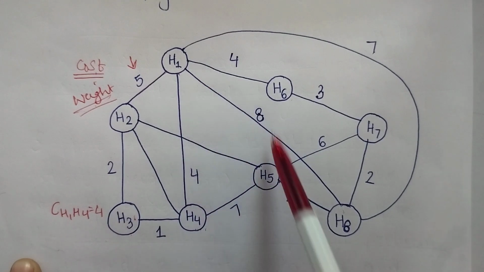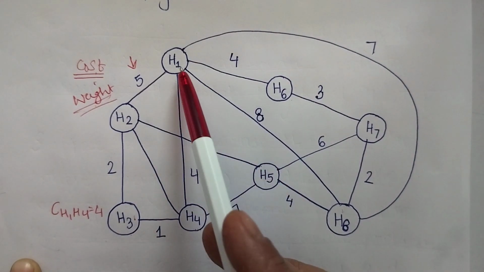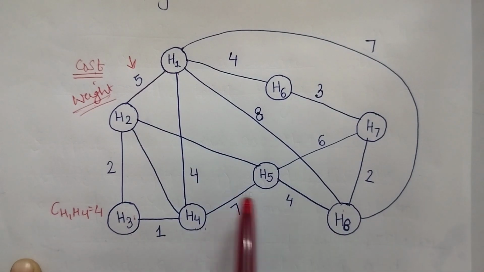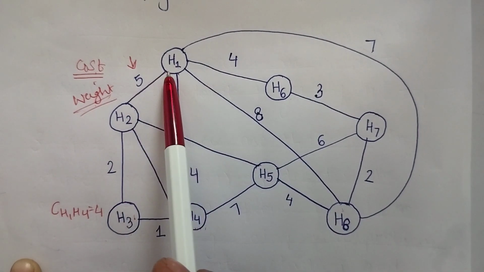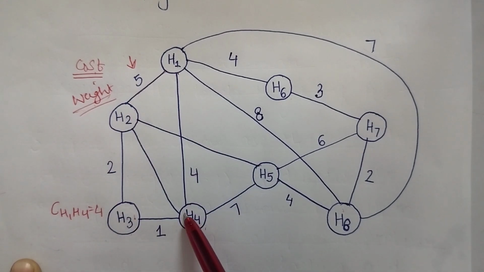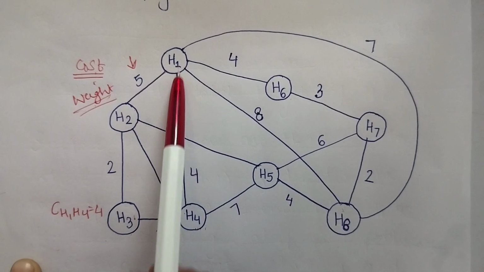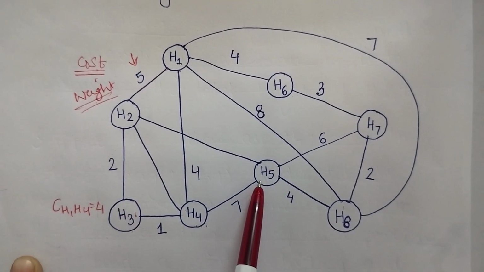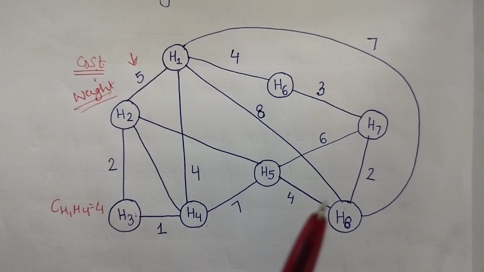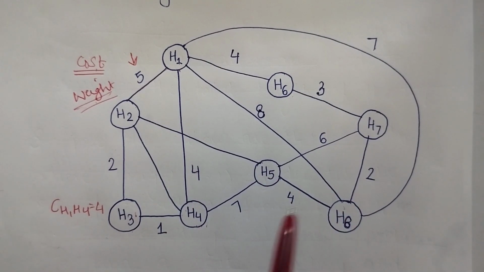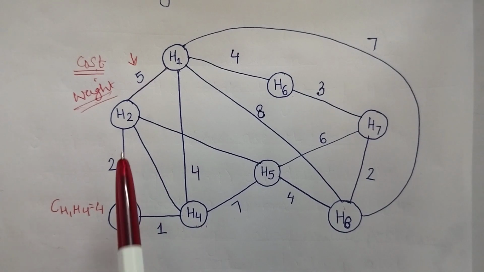Now there are several options available to reach from H1 to H4. You can reach via H2. You can reach via H8. For example, if you reach via H2, then it will be from H1 to H2, then to H4. If you reach via H8, then it will be H1, H8, H5 and H4. So there are several options available for reaching from one city to another city. But out of all those available options, you have to choose those options which have the minimum cost, right?